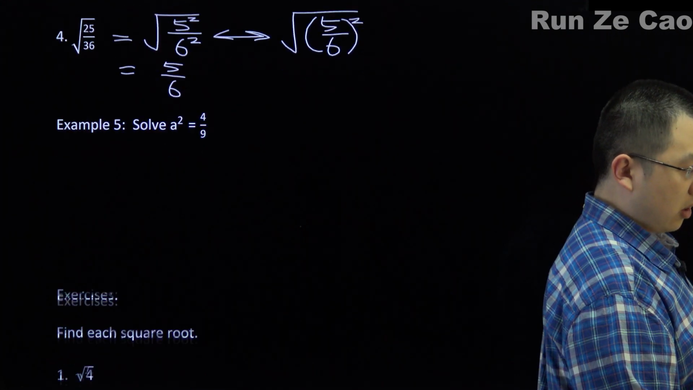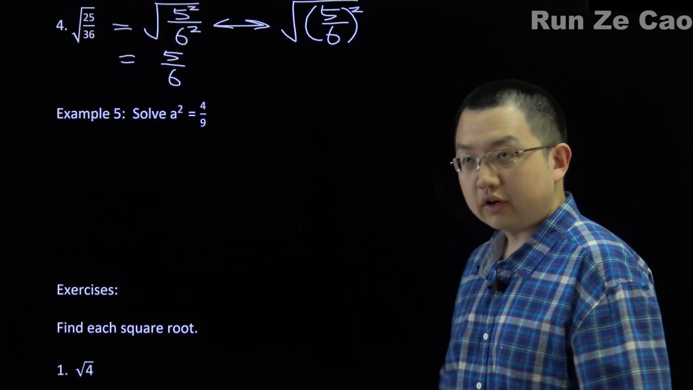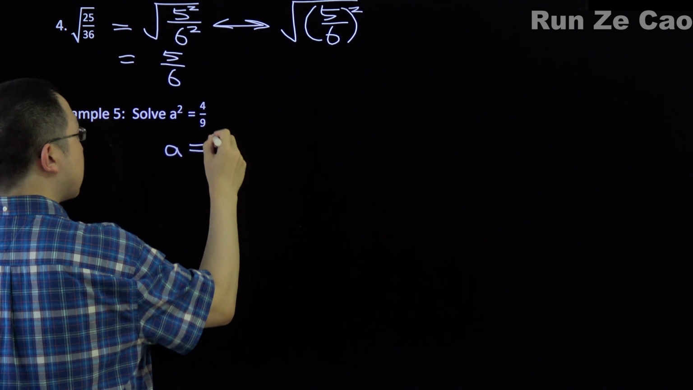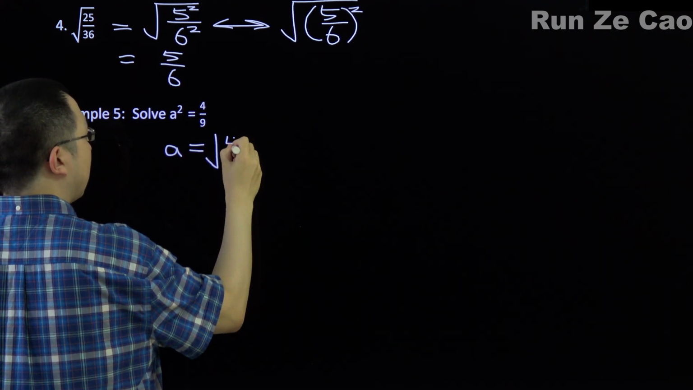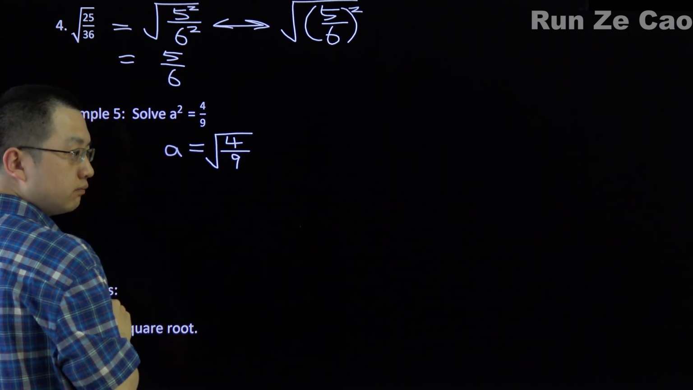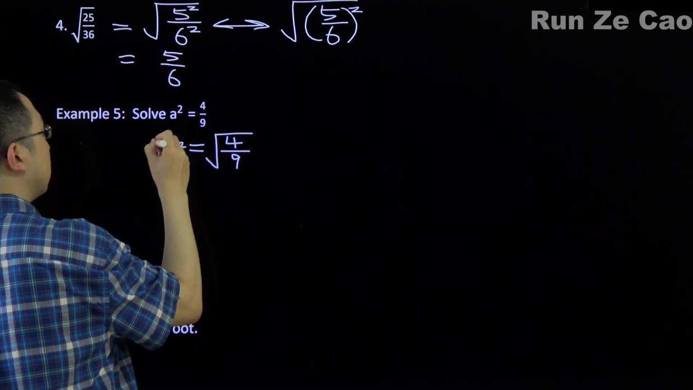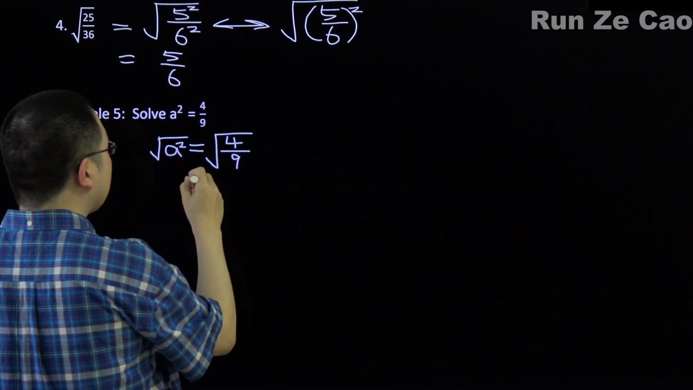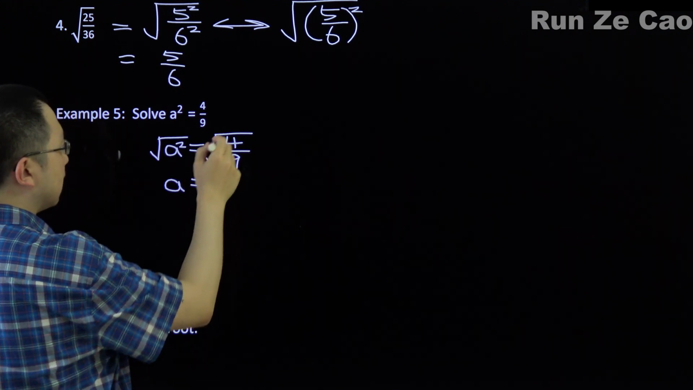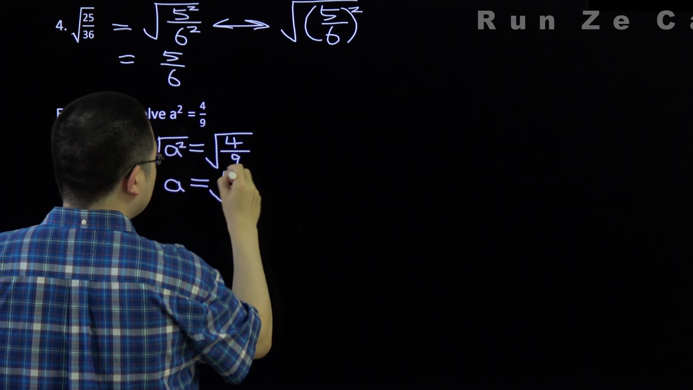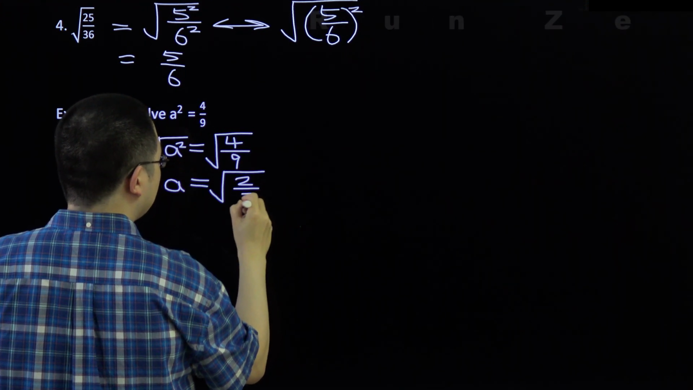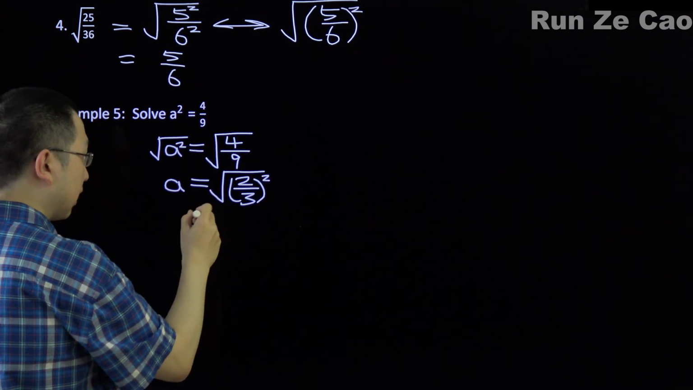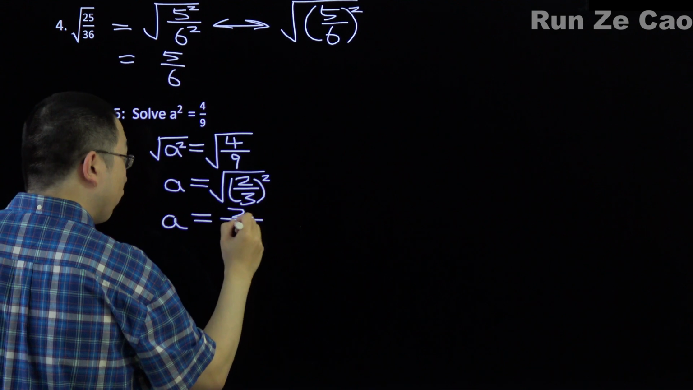Example 5. Solve a squared equals 4 over 9. Well, if a squared is 4 over 9, then a is equal to the square root of 4 over 9. If we want to show more explicitly that we're doing the same thing to both sides, it looks like this. The square root of a squared, so a, is equal to the square root of 4 over 9. We know that's 2 over 3 squared for 4 over 9, and we square root this and just get 2 over 3.